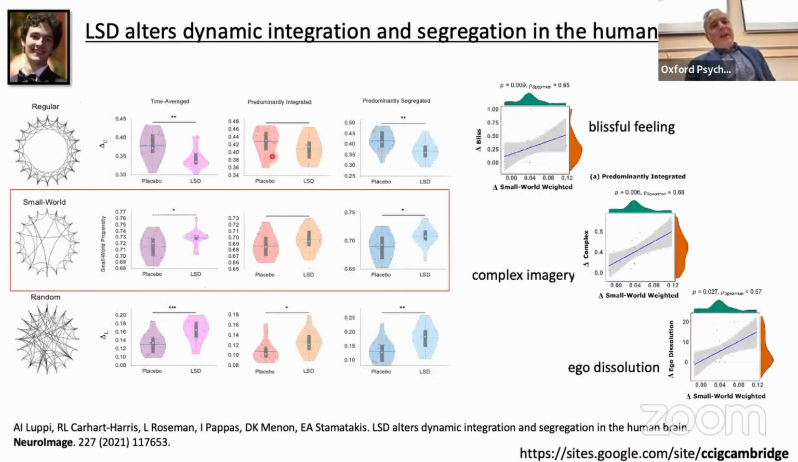And we calculated small worldness here again, a property of these graphs, and found that the difference in small worldness between a state of being fully awake without having taken any drugs, and when you take LSD, relates to all these things that people report after they've taken psychedelic drugs. So things like increasing complex imagery, ego dissolution that we already discussed earlier, and this blissful feeling.